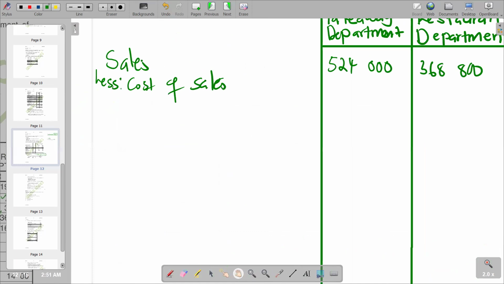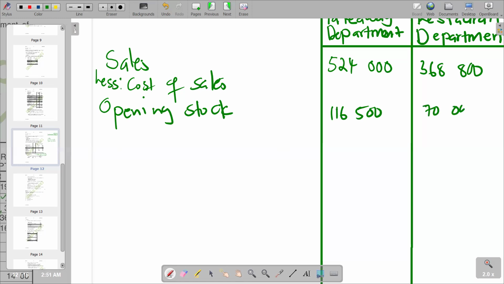So say for the takeaway department, the figure that we have is 116,500. And then for the restaurant department, we put 70,000. And from there, we are supposed to add our purchases. So we say purchases. The figure of purchases that we have to put here is the next figure.